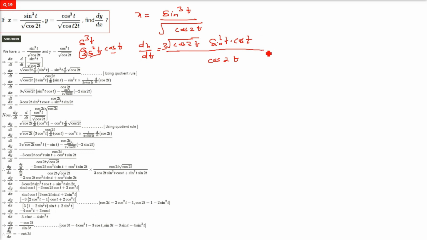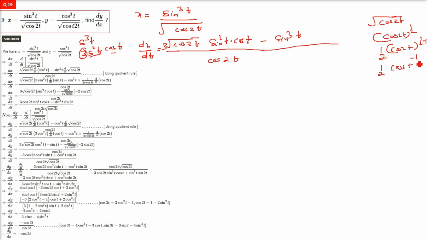Now coming to the second part, negative, minus. Now we have to differentiate under root cos 2t. So sin cube t will remain like that, and we have to differentiate under root cos 2t, which is simply cos 2t to the power half. When we differentiate it, it will be half cos 2t to the power half minus 1, so half cos 2t to the power minus half. This cos 2t will go in the denominator, so 1 by twice under root cos 2t.